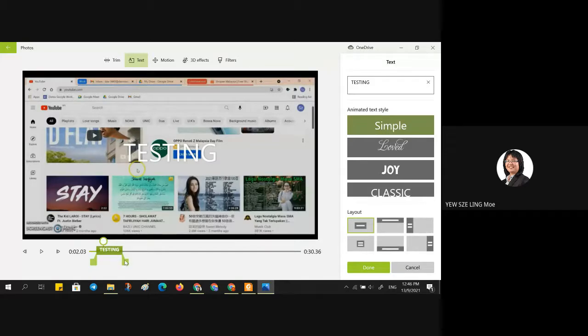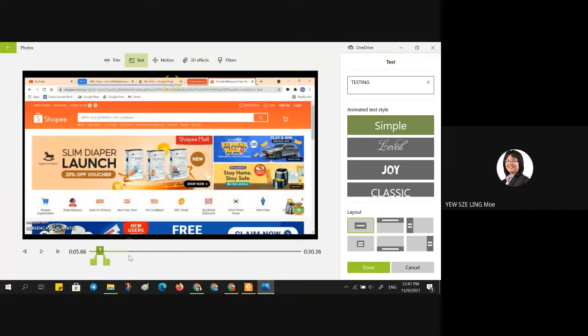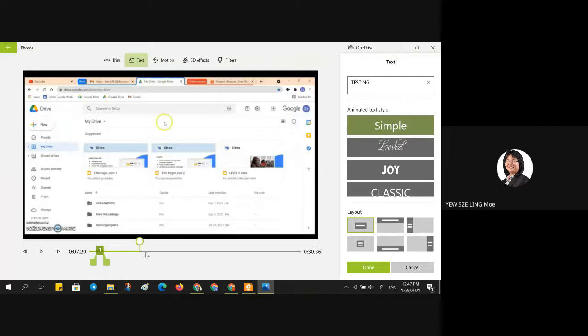If you think this 1 second is too long, then you can reduce it. It depends how you want to edit it, how you want to change the duration. So let's say now is the second time, and now you want to add one more time.